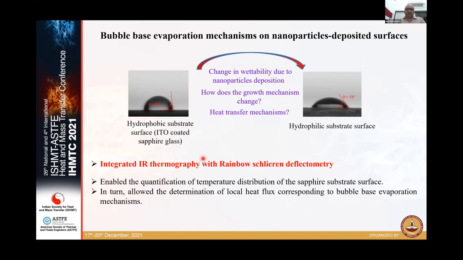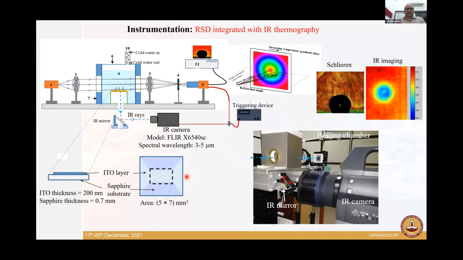For that, applying thin film interferometry in such experiments was a bit challenging, because these nanoparticles that get deposited basically interfere with the light rays, and accurately capturing the fringe phenomena becomes challenging. So what we have done is integrate IR thermography with rainbow Schlieren deflectometry for these experiments. This is the schematic. Here, whatever that yellow shaded box was, the thin film interferometer, we have replaced it by an IR camera, which now sees the radiation being emitted from the top ITO coated heater, and from there we are quantifying.